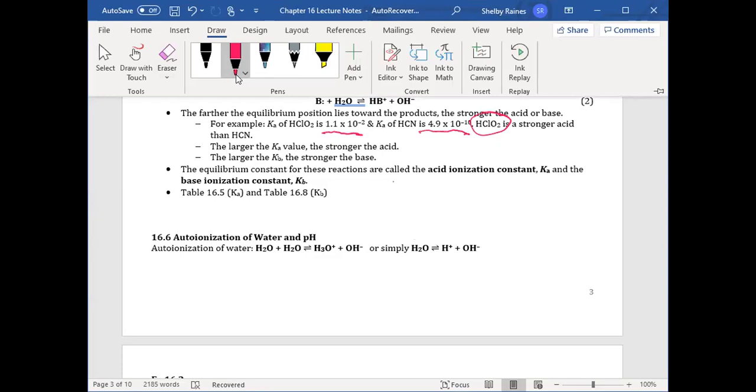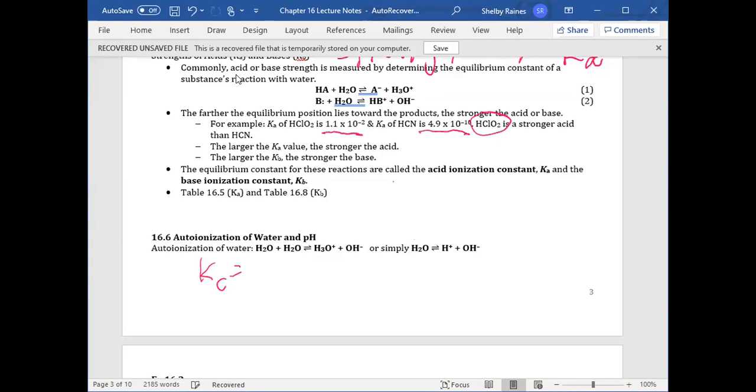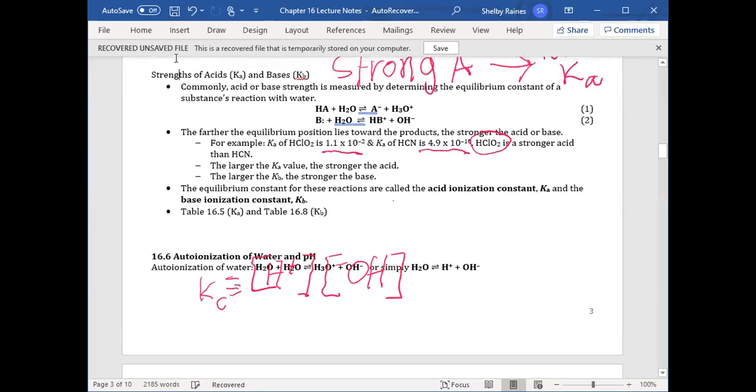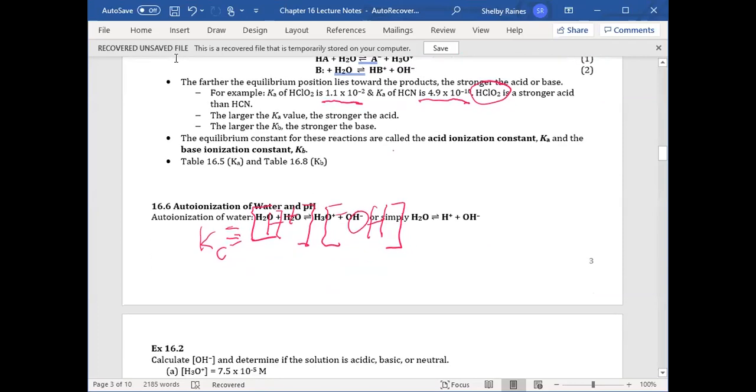Kc for this equation would just be, you can either write it as H3O plus or H plus. It means the same thing. So I'm just going to do H plus, OH minus. We always do products over reactants. Well, my reactant is a pure liquid, so I don't include it in this expression.